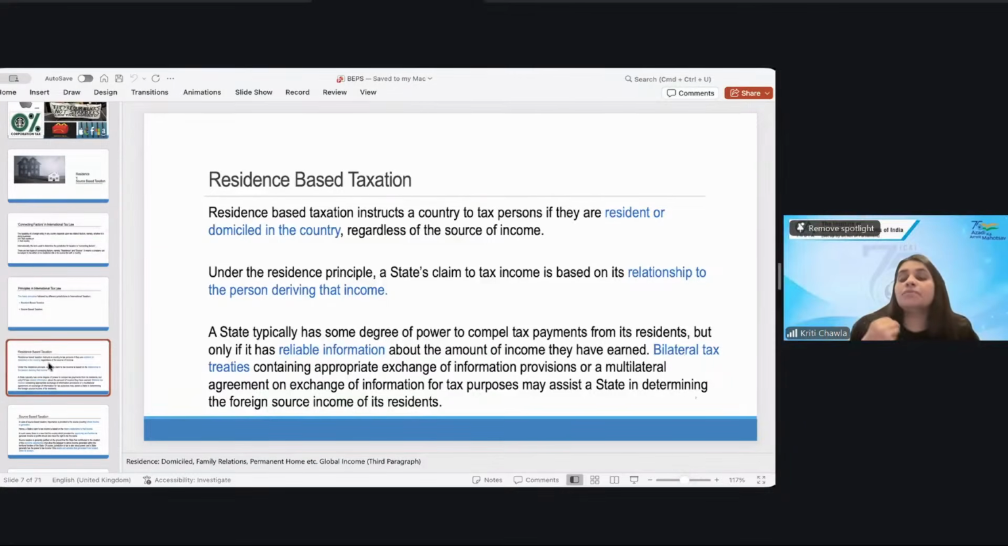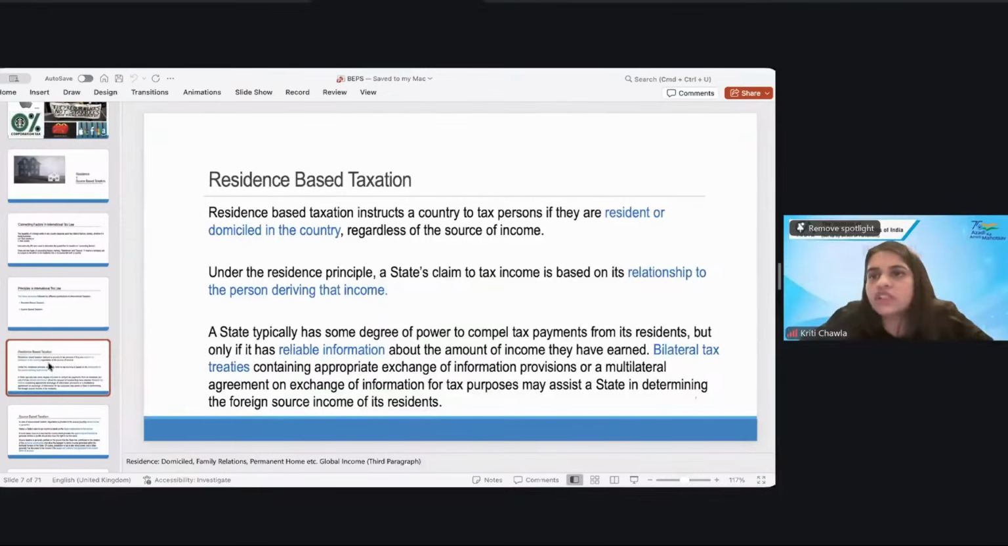Or there could be a multilateral agreement on exchange of information for tax purposes, and that will precisely help a state in determining the foreign source of income for its residents. So there could be a lot of mechanisms in place to determine the residence of a particular individual, to understand whether there is residence-based taxation or not.